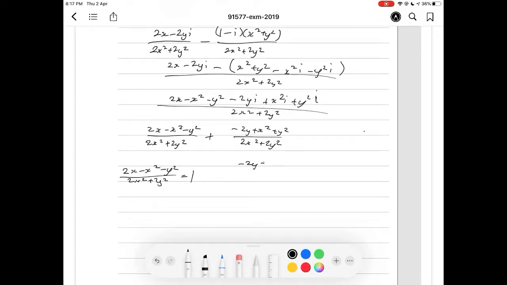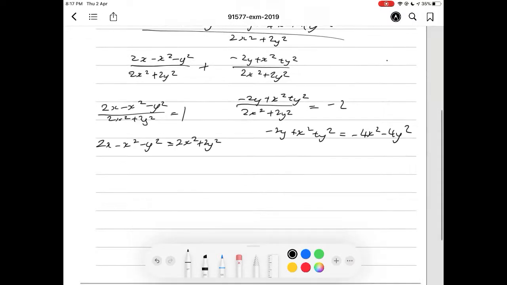And we know that (2y + x² + y²) / (2x² + 2y²) equals negative 2. Alright, so now we move 2x² + 2y² to the other side, so we multiply. So 2x − x² − y² equals 2x² + 2y², and then on the right hand side it would be negative 2y + x² + y² equals negative 4x² − 4y². So now I'm going to move everything so that everything's equal to 0.